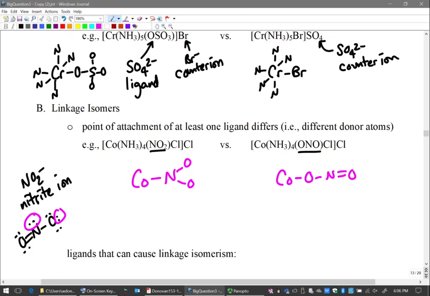And his lab research, especially earlier in his career, was a lot to do with linkage isomerism. And the term that they coined for that was ambidentate ligands. If you're ambidextrous, you can write with either hand. If a ligand is ambidentate, it can form a bond with either donor atom. And so ambidentate ligands include things like the nitrite ion.